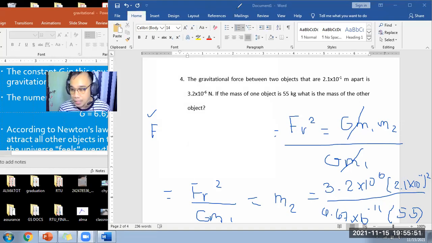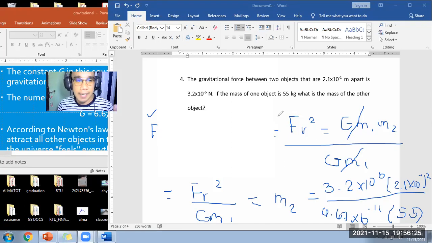So the answer is 38.46. So wala naman din problema. So the answer is 38.468. Yan. Kilogram yung sagot. Okay? So 34.680. 781 na lang yan. Okay? Kilogram yung sagot. So yun lang.